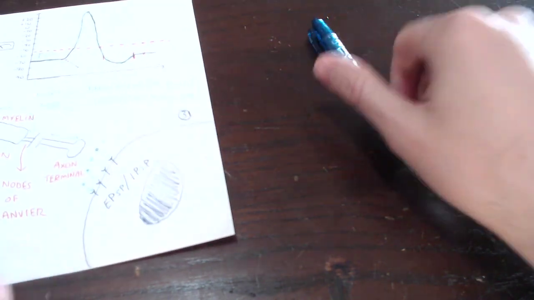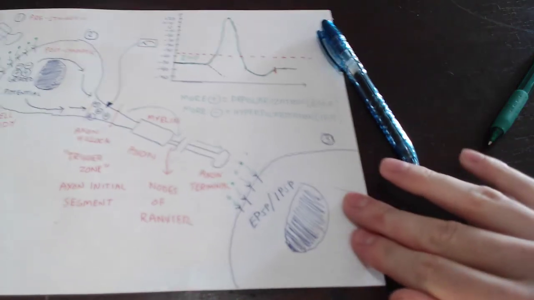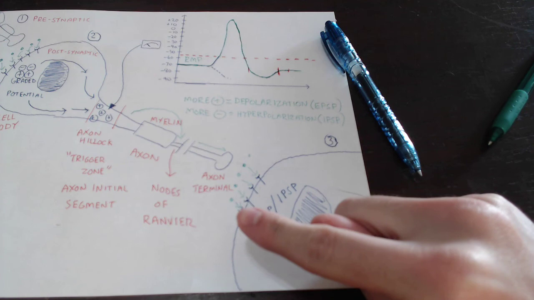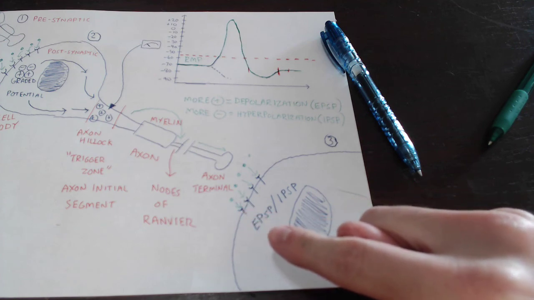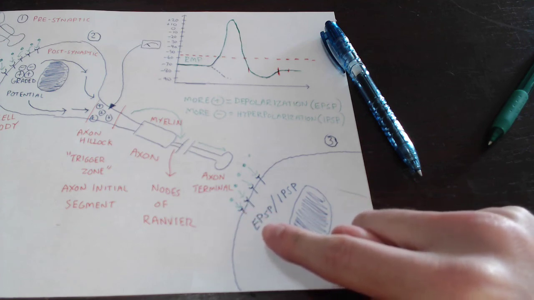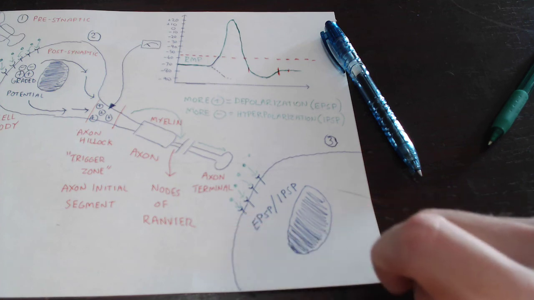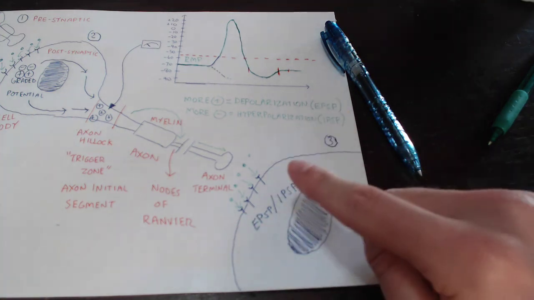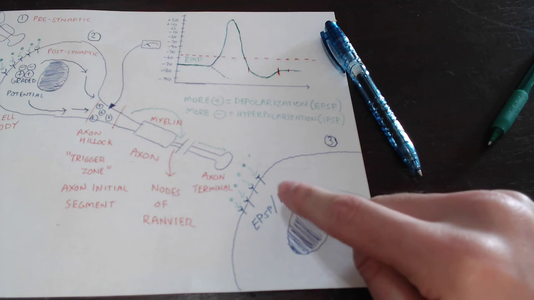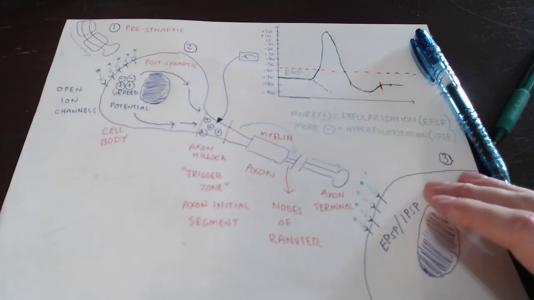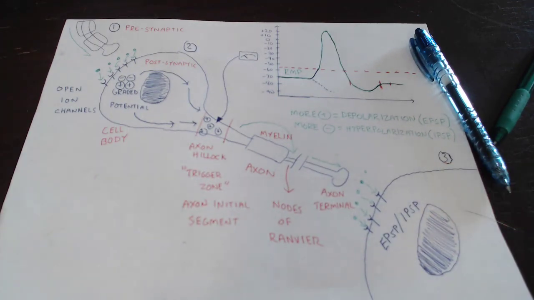So the last thing to really cover here in this little review, when you're classifying neurotransmitters, if a neurotransmitter gives you an EPSP, we call it an excitatory neurotransmitter. And if the neurotransmitter gives you an IPSP, we would instead call it an inhibitory neurotransmitter.